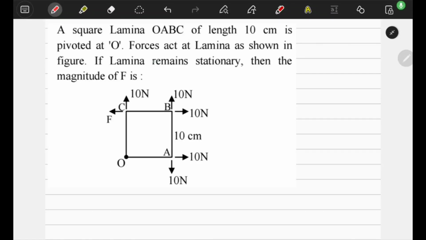In this question, it is given that we have a square lamina OABC, and its length is given as 10 centimeter. It is pivoted at O. This is the most important thing about the question. Forces act on the lamina as shown in the figure. If the lamina remains stationary, then find the magnitude of F.